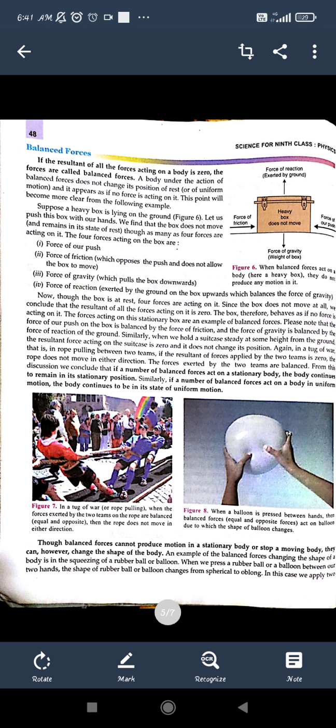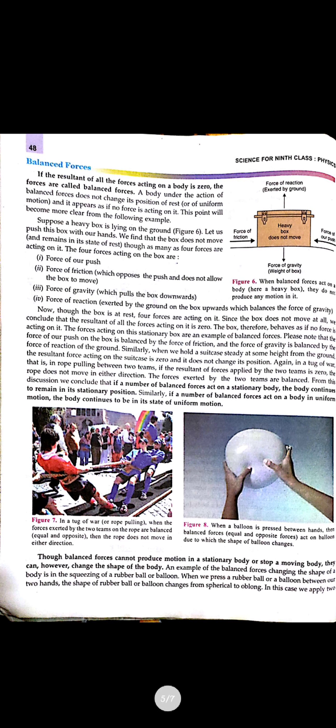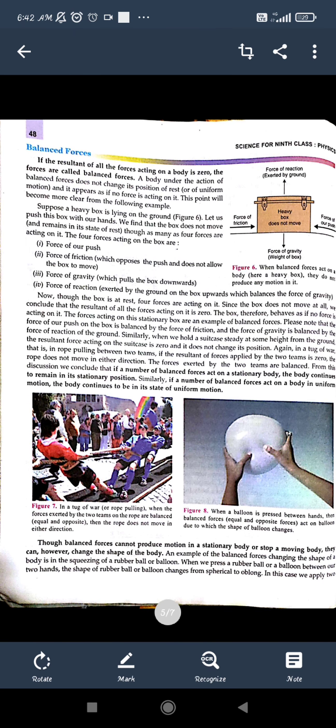Will the object move? No, because equal and opposite forces acting on the body make the body stationary, it does not move. So this is the balanced force. Whenever the forces acting on a body are equal but in opposite directions, the resultant will be zero. So if the resultant of the forces is zero, then it is a balanced force. But this balanced force does not allow the body to move. So it makes the body stay in the stationary position. So the resultant of force will be zero. And if the resultant is zero, then the force is said to be balanced.